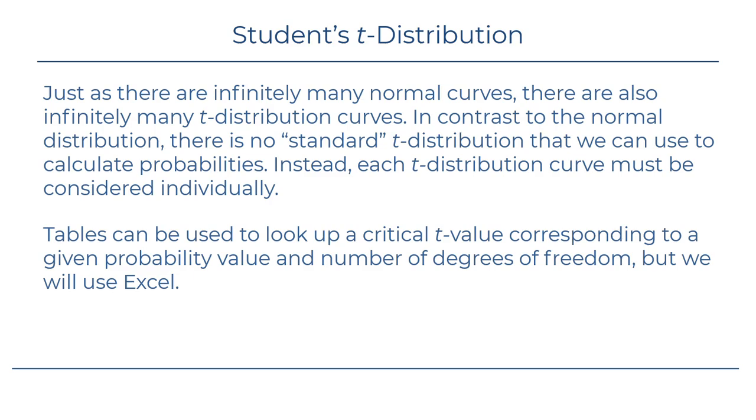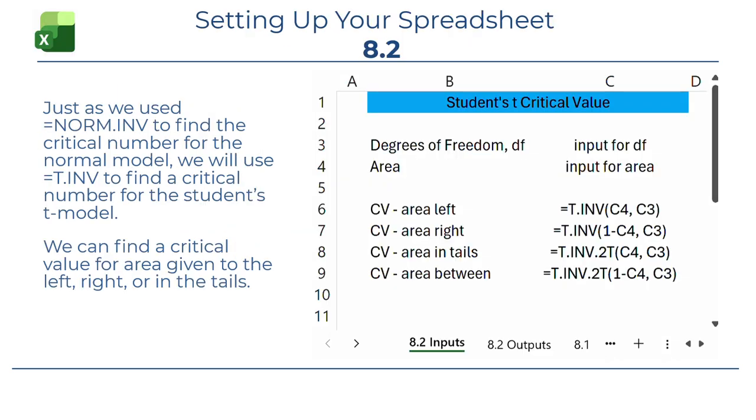Now, we can use tables to look up a critical t-value, but in this case, we're going to use Excel because it's much easier. Just as we used norm inverse or norm S inverse for the normal model, we're going to use T inverse for the student's t model. Now, there's one very major difference between the normal model and the t model when working with Excel. Typically, when we use norm inverse or norm S inverse, the input for area is the area to the left, but for a t model, the area is always to the right.